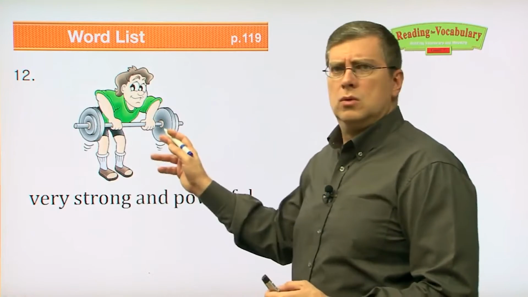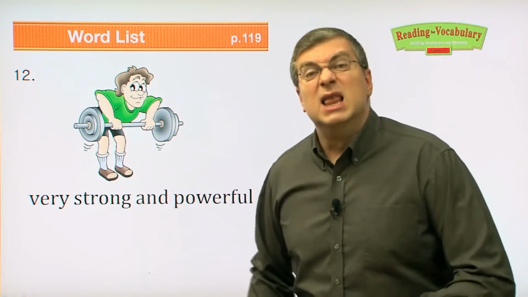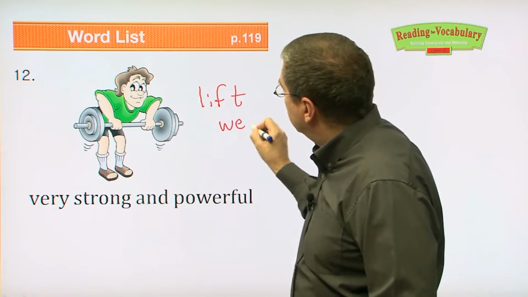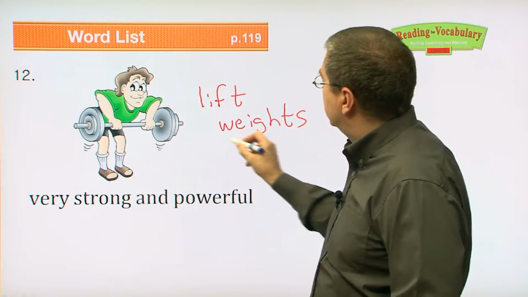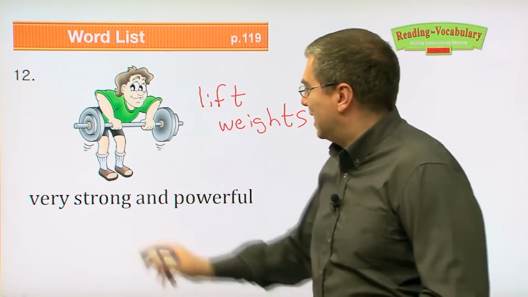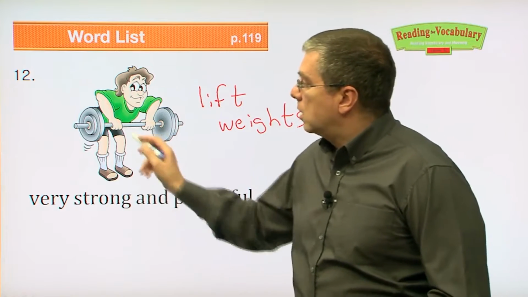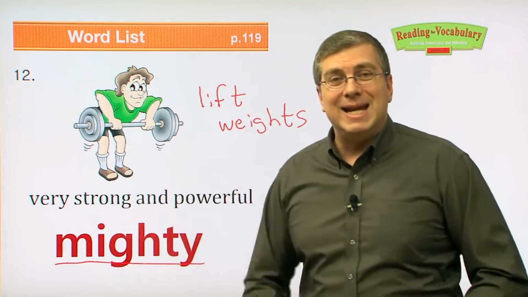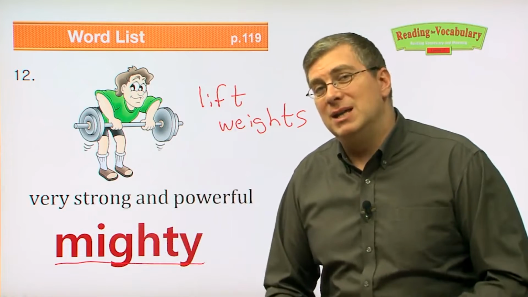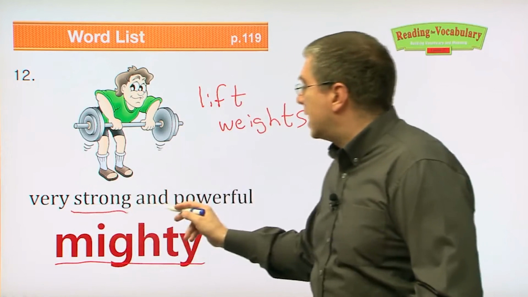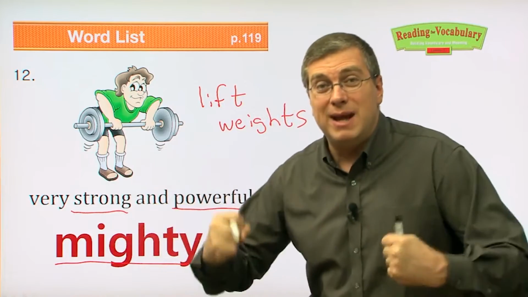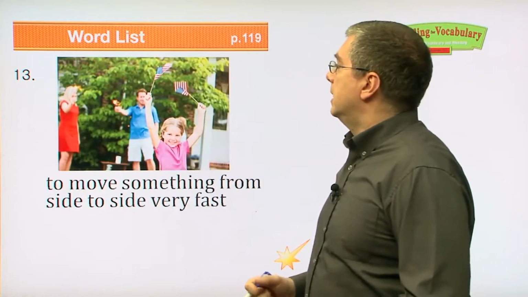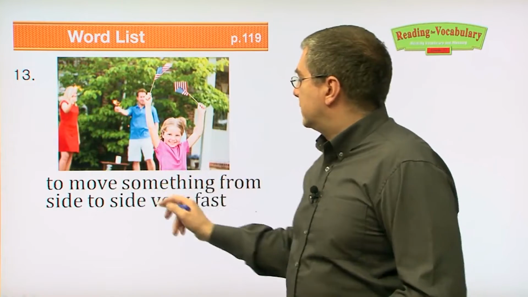Okay, next one. Whoa, looks like a strong person there. Do you lift weights? This person is lifting weights. To lift weights. And you get very big muscles, right? Okay, very strong and powerful. Another word for this person is mighty. We saw this word before on the title, Mighty Paul Bunyan. So it means that Paul Bunyan, the imaginary character, is very strong and he's really powerful. He can do many things with his body because he's really strong. He's very powerful.